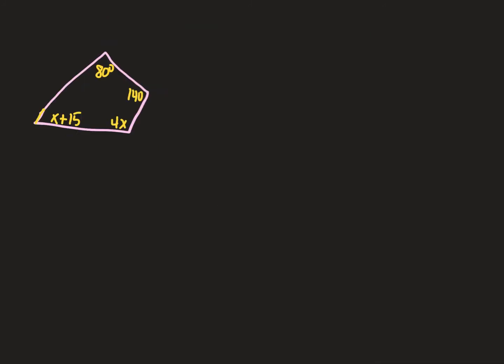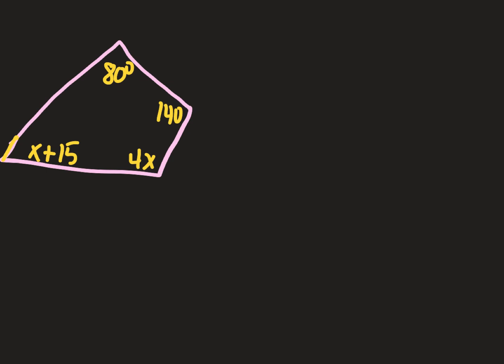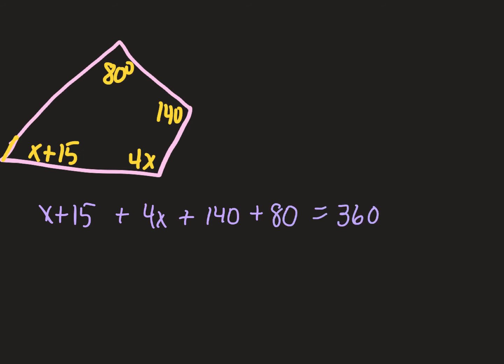All right, let's look at this guy. He is really fancy. So if I add up all the sides, I take x plus 15, and then I add 4x, and then I add 140, and then I add 80. They're going to equal my special number of 360. We need to combine like terms. So here, these guys are like terms. They both have x's. 1 apple and 4 apples is 5 apples.